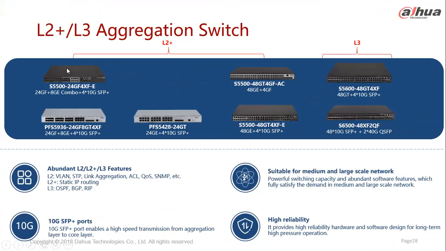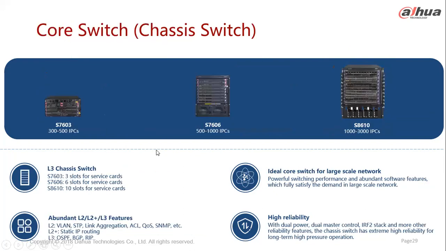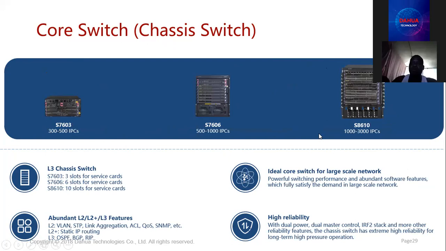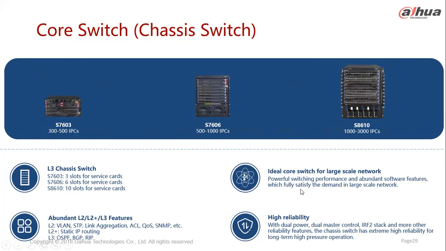So the speeds for the aggregation can reach even up to 10 gig for SFP ports. So 10 gig fiber. Then our last category of switches is the core switches. The core switches lie at the top side of the network. They are the ones that are ideal for very large networks.